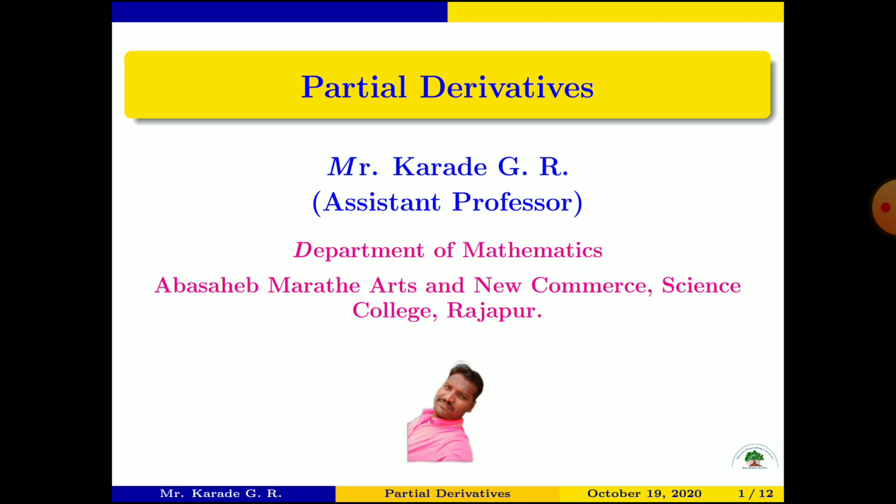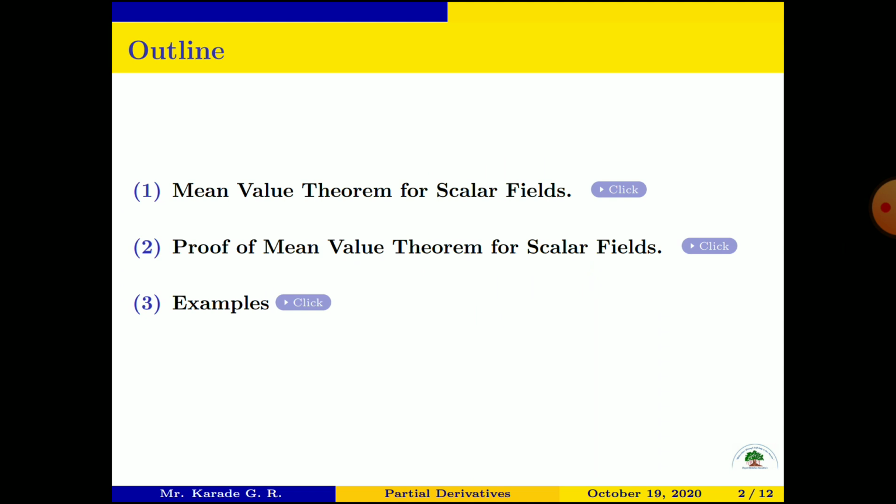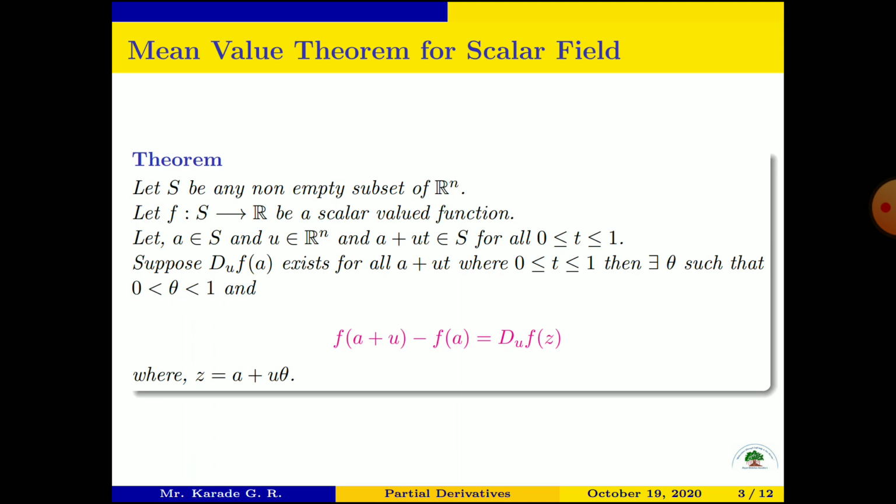In this lecture, we learn about partial derivatives and we study the mean value theorem for scalar fields. After that, we see the proof of the mean value theorem for scalar fields and we solve some examples based on the mean value theorem. Now, first of all, see the statement of the mean value theorem.